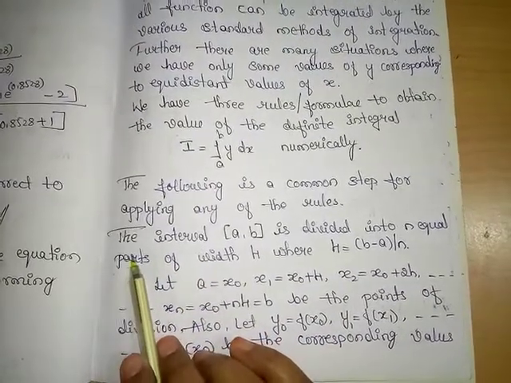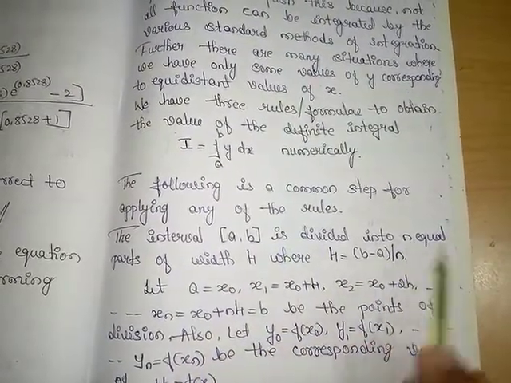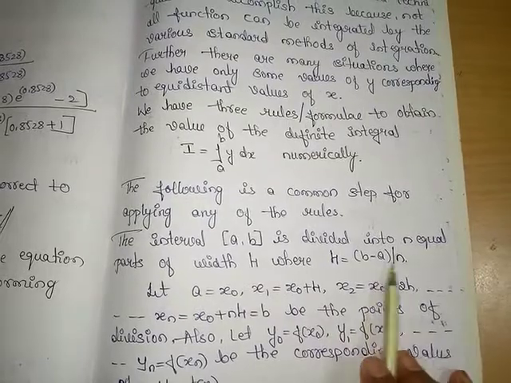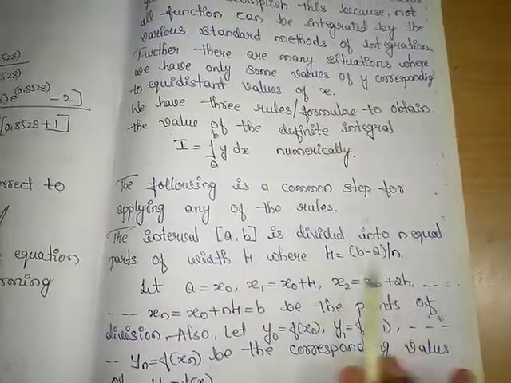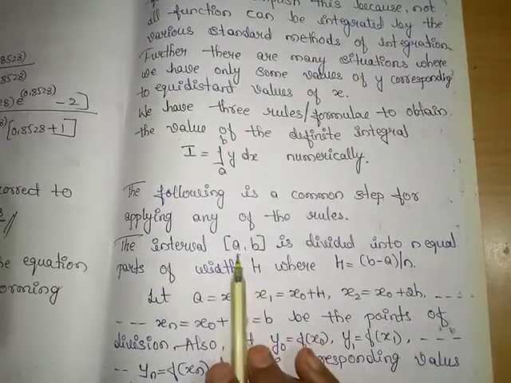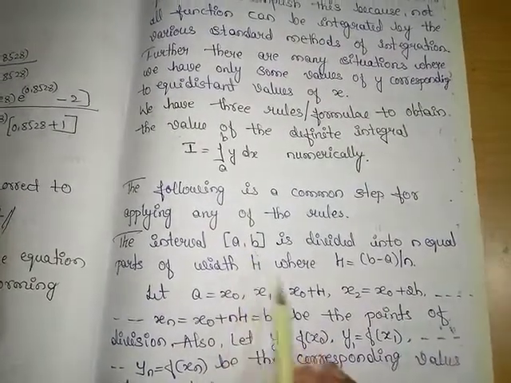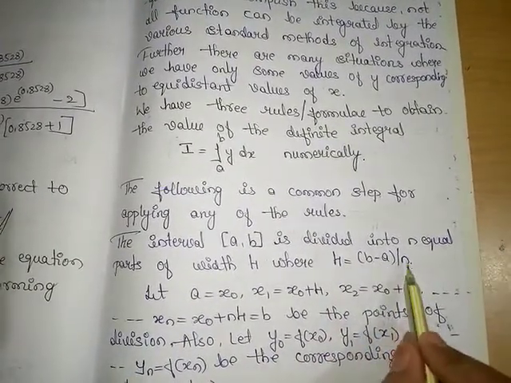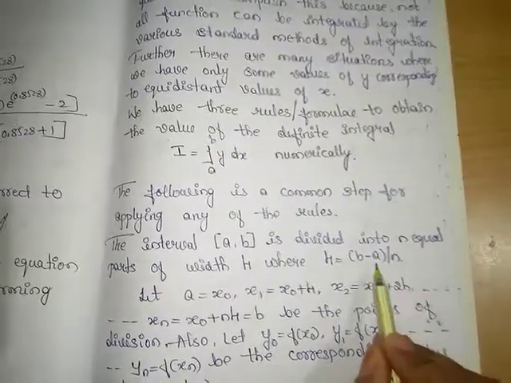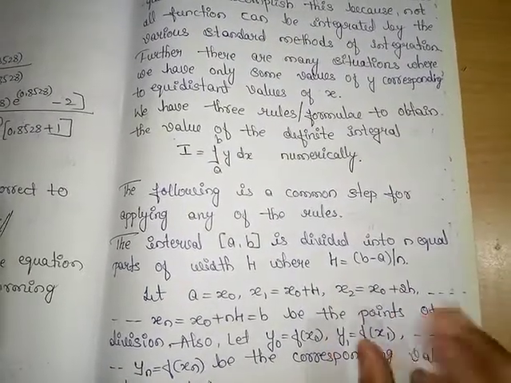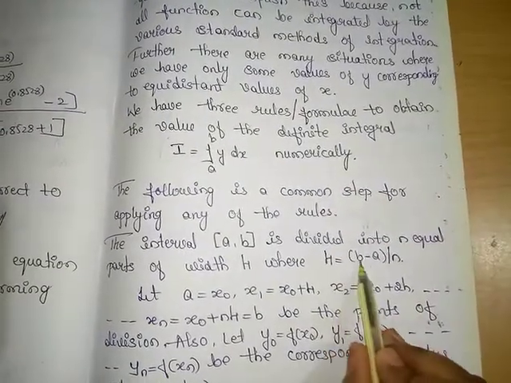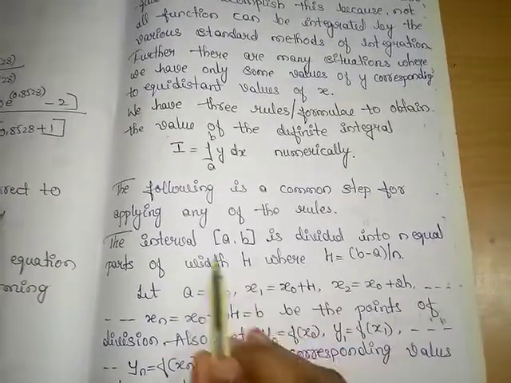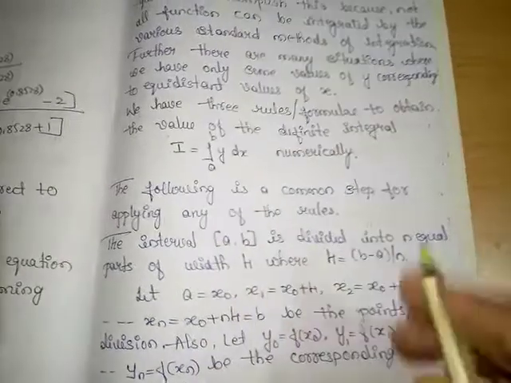First one is the interval a, b is divided into n equal parts of width h, where h is equal to b minus a divided by n. Here we have to divide the given interval, that is the interval a, b, into n equal parts, and the step width is h is equal to b minus a divided by n. Right, we have to first find the length, meaning the common difference. The formula is h is equal to b minus a divided by n. Then using this width or common difference, we have to divide this given interval into n equal parts.